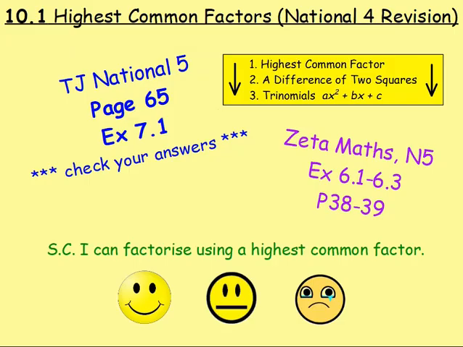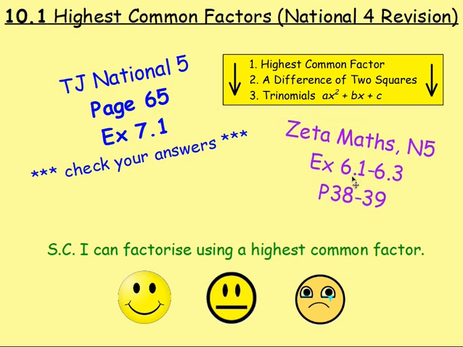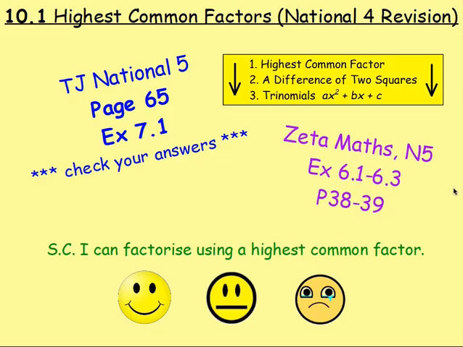High five to you. If you're looking for some questions to try with the highest common factor, there's a page in the National 5 TJ book, page 65, exercise 7.1, or the best resource, to be honest, for this is probably the Zeta book. If you look at the Zeta National 5 book, there's 3 exercises. It splits this up. So you've got exercise 6.1, 6.2 and 6.3. They all deal with the highest common factor. It's pages 38 to 39. And check your answers with Zeta or TJ or whatever you're using as well. Make sure that you are managing it.